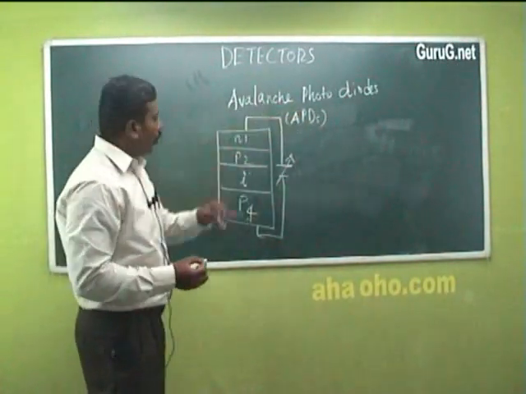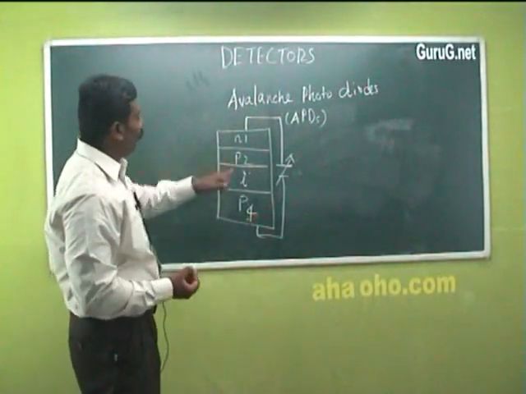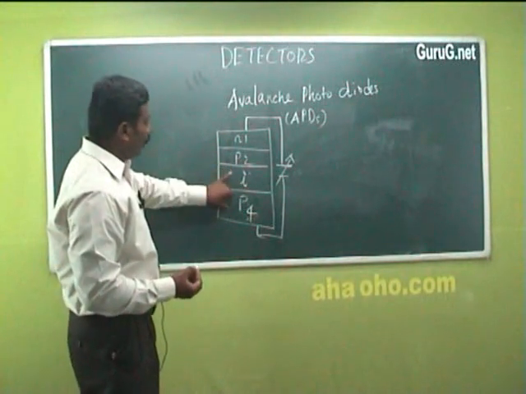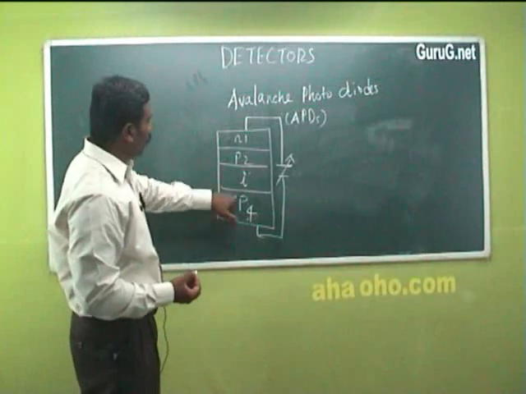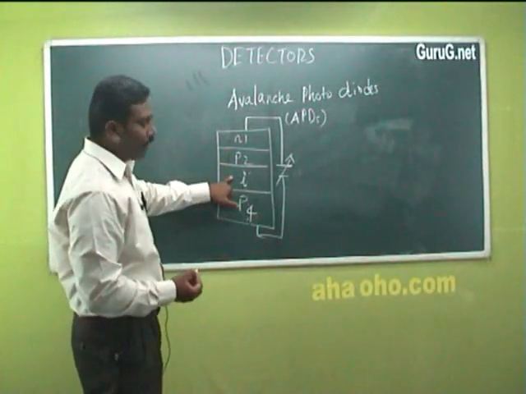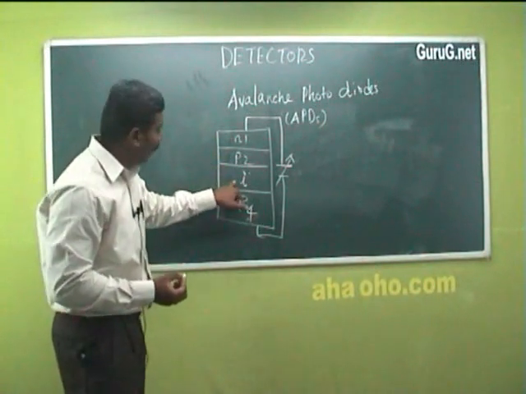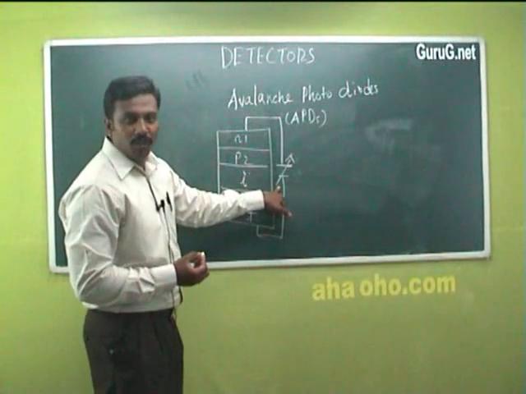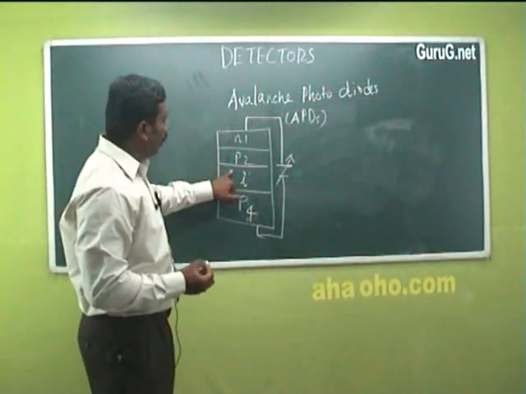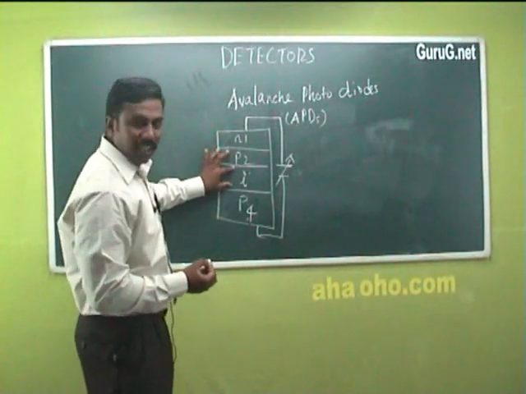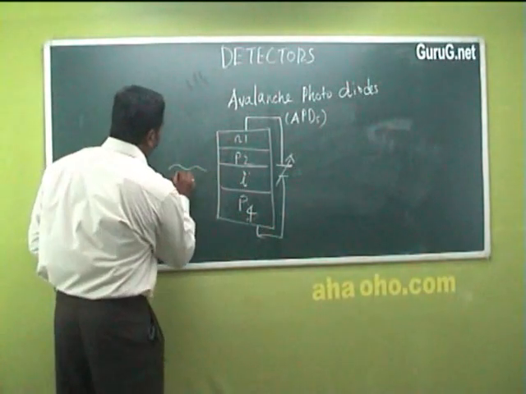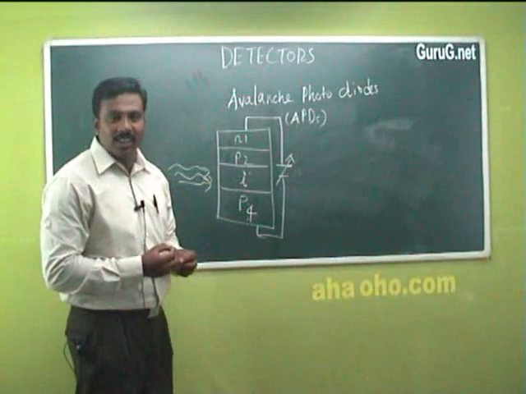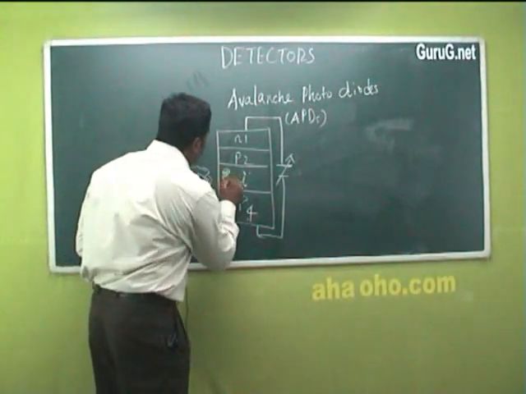The avalanche photodiode also works under reverse bias condition, and it consists of four layers, where N1 is a heavily doped N-type material, and P2 and P4 are P-type materials, where P4 is heavily doped and P2 is slightly doped. The intrinsic region is also doped with a P-type material. When the bias voltage is applied, at a certain voltage the depletion layer gets widened. When light energy falls on this intrinsic region, a large amount of light energy is absorbed and an electron hole pair is created.